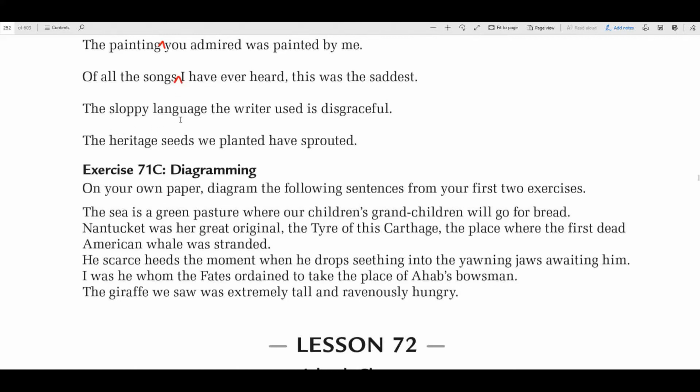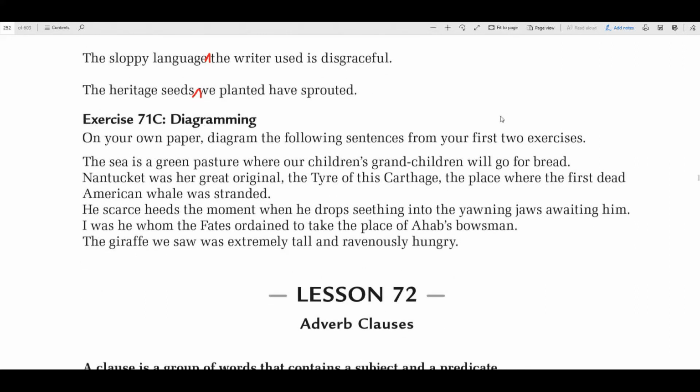The sloppy language the writer used is disgraceful. That or which. The heritage seeds we planted have sprouted. That or which. All right.